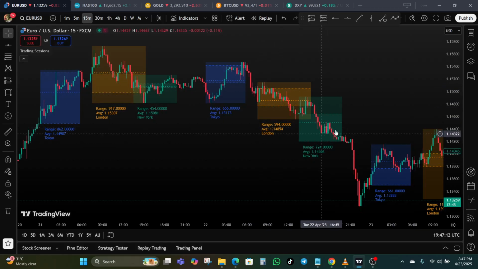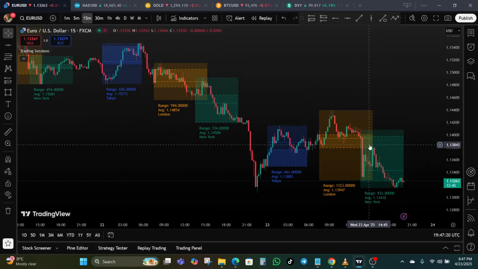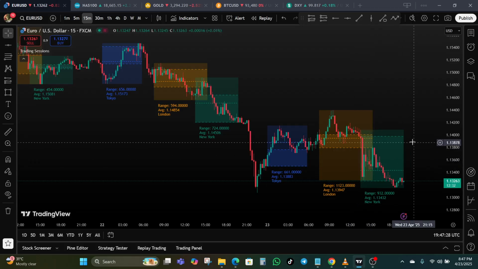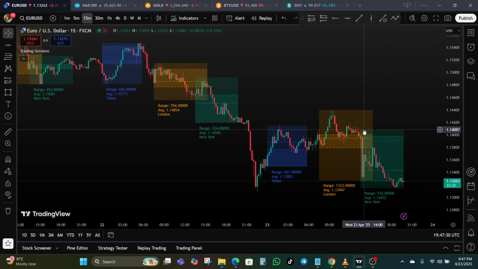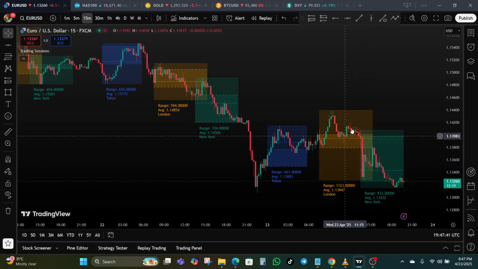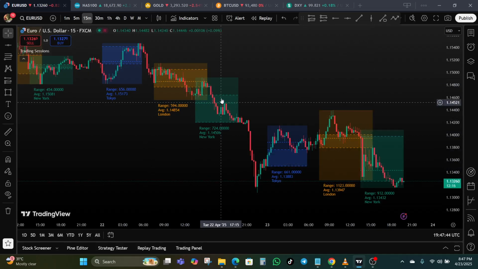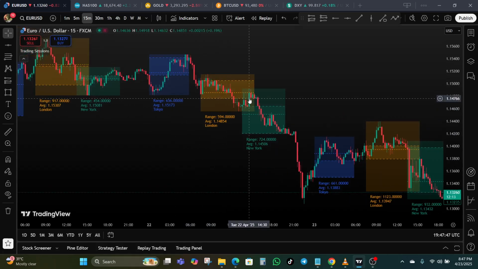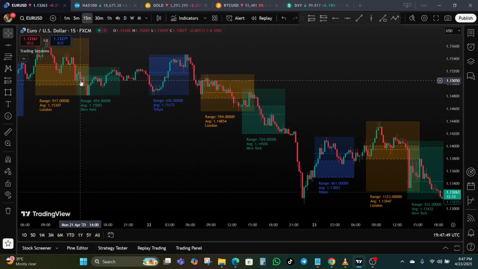Next comes the New York session. It overlaps with the London session. You can see the New York overlaps with the London, just within the first few hours. It's not like it overlaps entirely. The first few hours of the New York session overlap with the last few hours of the London session.